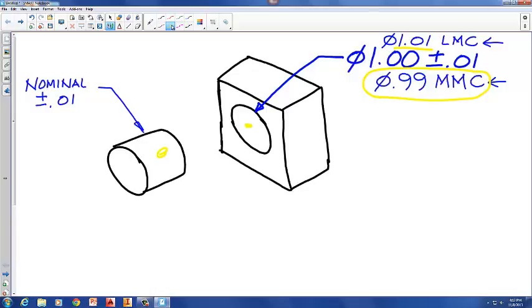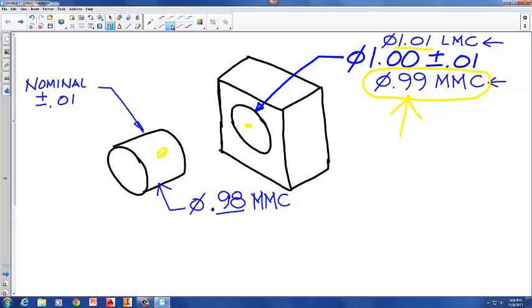So, if we know that we're starting with the limit of size at maximum material condition of 0.99, then that tells us that the diameter of this cylinder, when it's at its largest, has to be 1/100th of an inch less than 0.99. So the largest diameter that this cylinder can ever have and clear that hole, which is at 0.99, is when this cylinder has a diameter of 0.98. And since the cylinder would be the biggest when it's at 0.98, we would say at that point that the cylinder is at MMC. It's at maximum material condition.